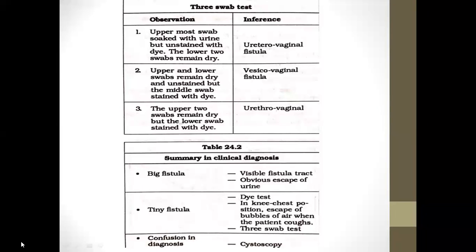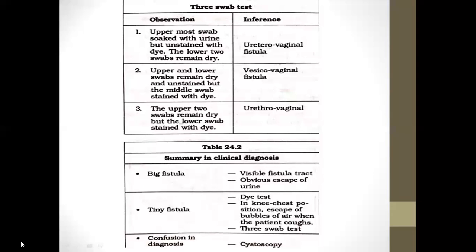The observations: if the uppermost swab is soaked with urine but unstained with dye, and the lower 2 swabs remain dry, the diagnosis is ureterovaginal fistula. If the upper and lower swabs remain dry and unstained, but the middle swab is stained with dye, this is vesicovaginal fistula. And if the upper 2 swabs remain dry, but the lower swab is stained with dye, this is urethrovaginal fistula.